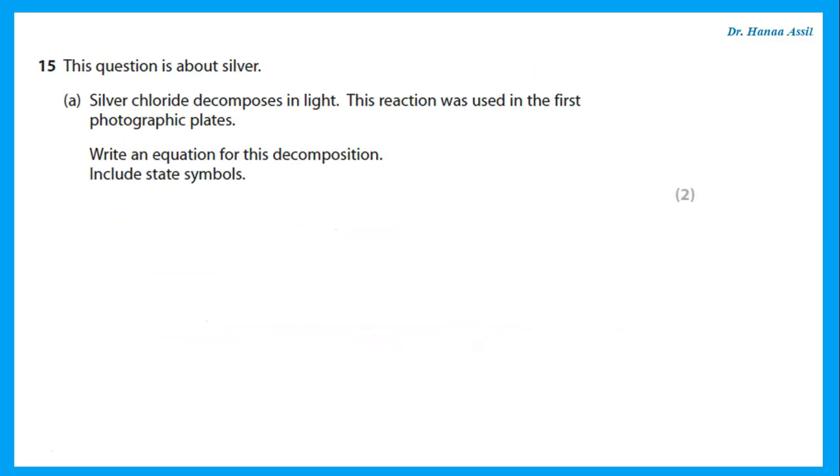This question is about silver. Silver chloride decomposes in light. This reaction was used in the first photographic plates. Write an equation for this decomposition.